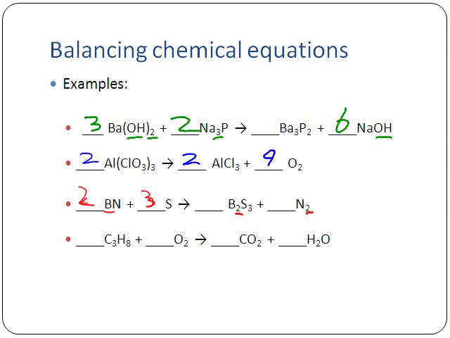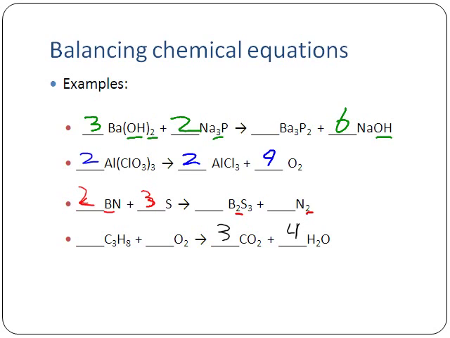C3H8 plus O2 yields CO2 plus H2O. So we start off with carbon. We have 3 carbons on the left. We have 1 carbon on the right. And so we're going to put a 3 out front here. We have 8 hydrogens on the left and 2 on the right. So we put a 4 out here to get that to work.